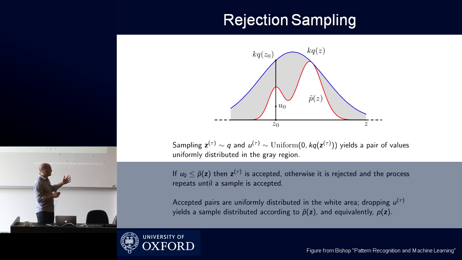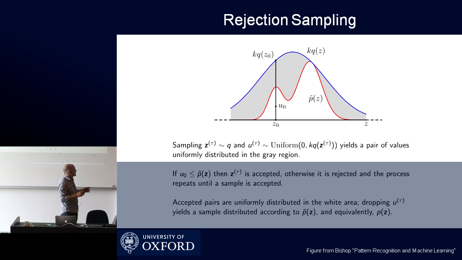So how does rejection sampling work? You sample Z from Q, and you sample some uniform variate between 0 and K times the function Q, the value of Q evaluated at Z. When you do this, basically, you get samples drawn uniformly in this shaded region, right? So you're going to sample a value from Q, and it's going to be somewhere under the blue shaded region, and then you sample a value U in this shaded region, right? So you've got uniform samples over this shaded region.